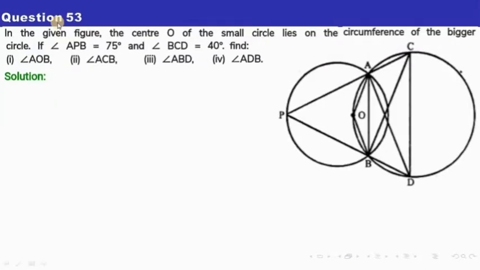Okay, let's have a look at question number 53. So the question says, in the given figure, O is the center of the smaller circle, and this small circle lies on the circumference of the bigger circle. It means the center of the smaller circle, that is O, lies on the circumference of the bigger circle. APB is given to be 75 degree, that is this angle is 75 degree, and BCD, that is this angle, is given to be how much? It is given to be 40 degree. So we need to calculate AOB, ACB, ABD and ADB.